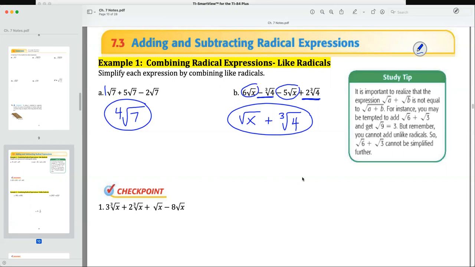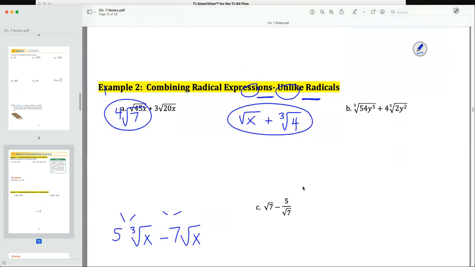All right, going over the checkpoint, we have like terms right here. 3 cube root of x plus 2 cube root of x would be 5 cube root of x. And then plus 1 square root of x minus 8 square root of x, that would be negative 7 square root of x.